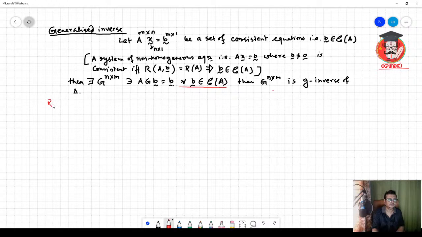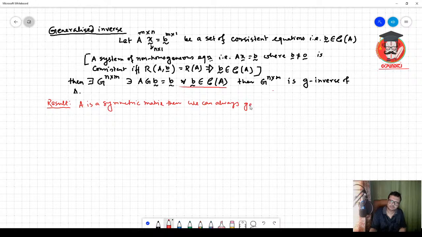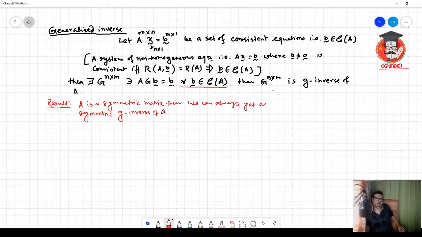Next result. If A is a symmetric matrix, then we can always get a symmetric G inverse of A. I repeat this result once again. If you have a symmetric matrix, then you always get a symmetric G inverse.